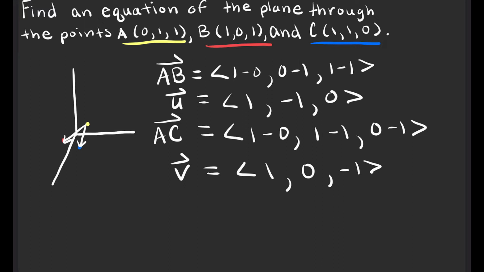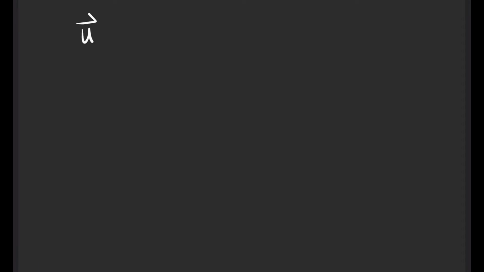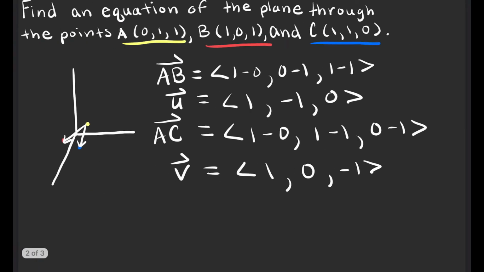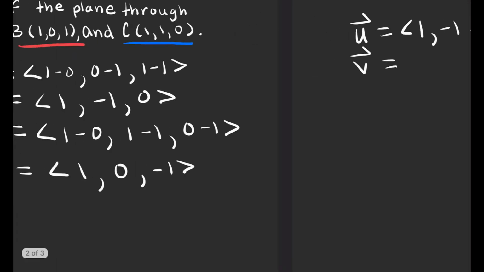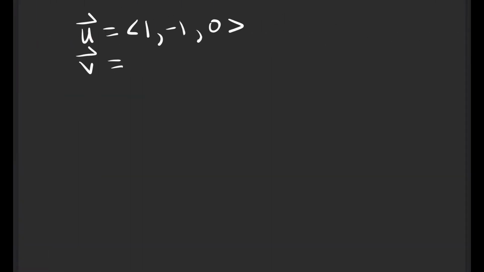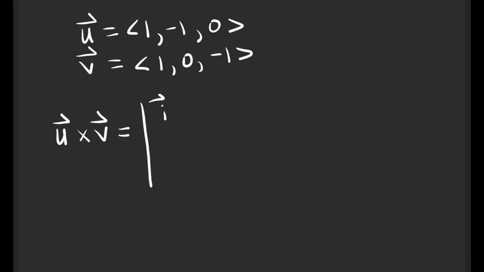And if we find the cross product of U and V, it's going to give us a vector that is perpendicular to the plane that we're trying to find. So let's see, U was 1, negative 1, 0. V was 1, 0, negative 1. So U cross V is going to be equal to the determinant with rows i, j, k; 1, negative 1, 0; 1, 0, negative 1.